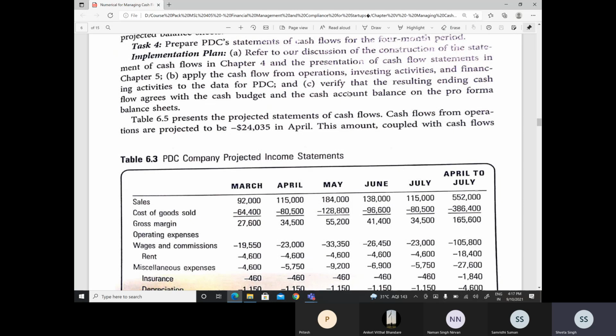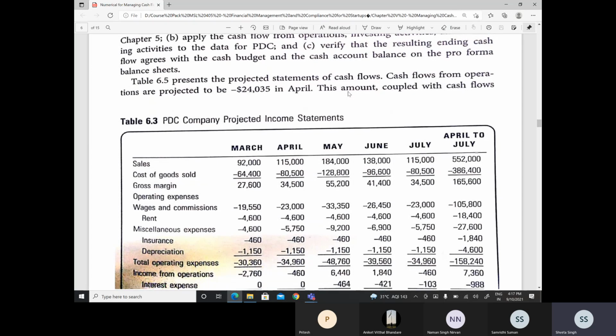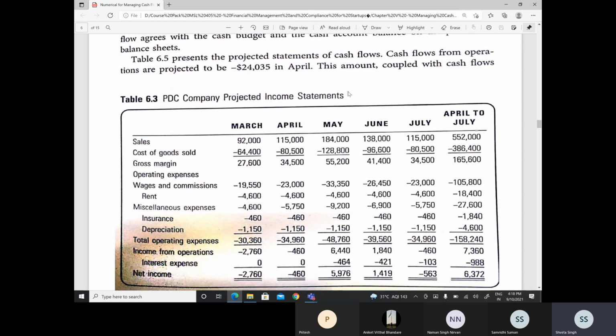So apply the cash flow from operations, investing activities and financing activities to the data for PDC and verify that the resulting ending cash flow agrees with the cash budget and the cash account balance on the pro forma balance sheet. So first let us see the projected statements of income, and then we look at the balance sheets, and then we'll come to the cash flow statement.